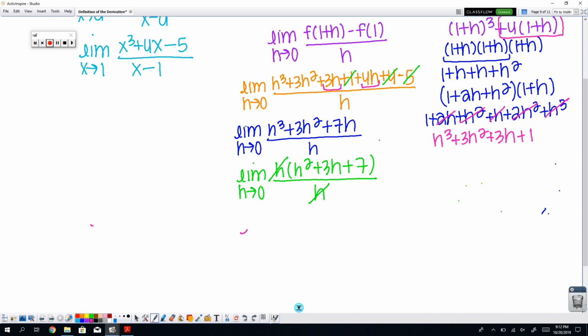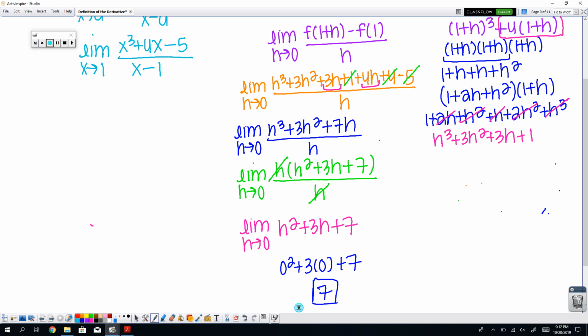Now we have the limit as h approaches 0 of h squared plus 3h plus 7. So we're supposed to plug them all in. 0 squared plus 3 times 0 plus 7. The answer is 7.